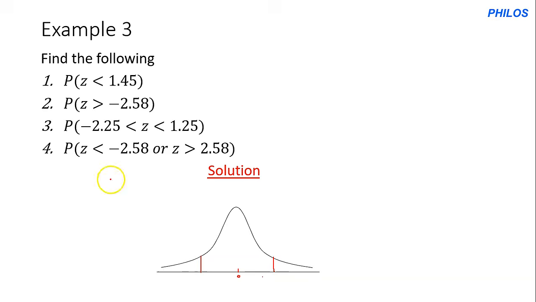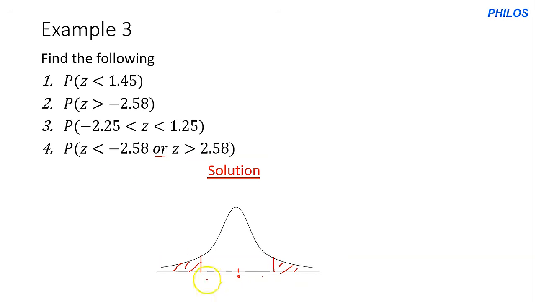Okay, so the question says z less than negative 2.58. So we should find this area. z greater than positive 2.58. So we have positive 2.58 here, and greater than means the right. So we should find the right of it. Now the word or here means plus, meaning after getting this and this, then we add them together.